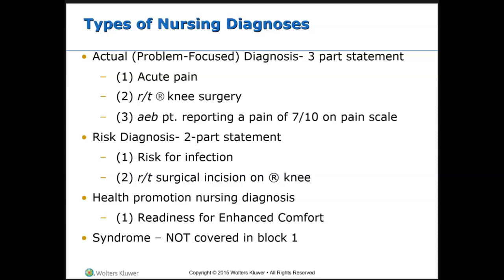See where it says related to? This is the etiology of the problem. Note how it is non-specific. This is where you can make it specific to your patient. So related to, abbreviated R/T, right? So you're not going to write out related to, you're going to write R/T. And then in the example, I have acute pain and then related to right knee surgery. So acute pain, R/T, right knee surgery.